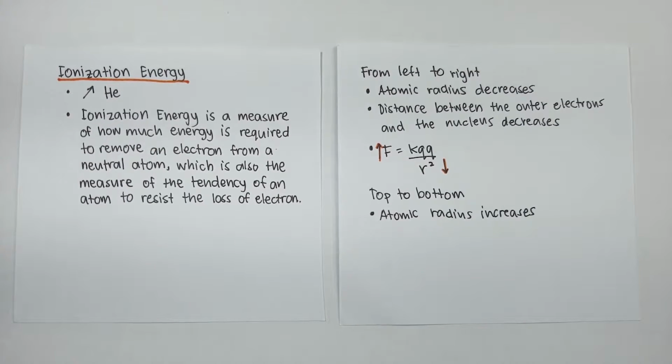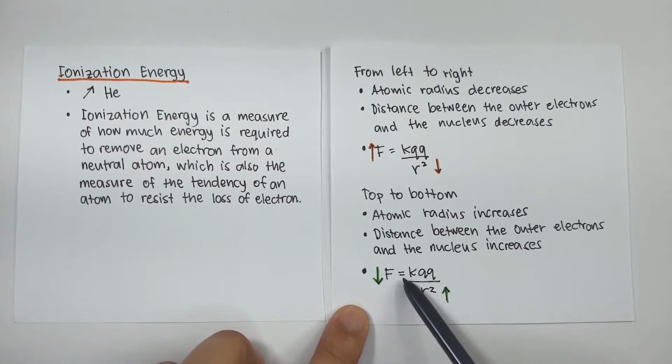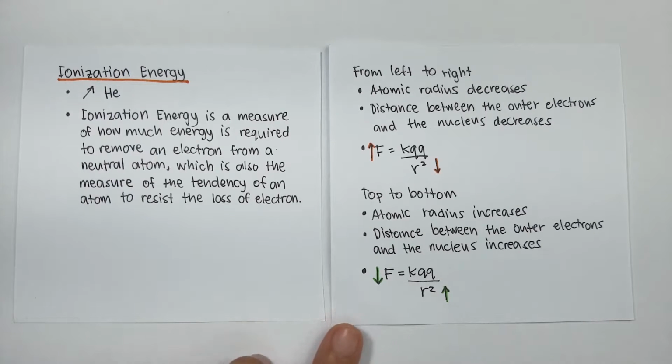So, di ba, from top to bottom, atomic radius increases. So yung distance between the outer electrons and the nucleus increases. F is equal to kQQ over R squared. So kapag mas malaki yung distance, mas mahina yung force of attraction. Therefore, it's easier to remove the outermost electron.